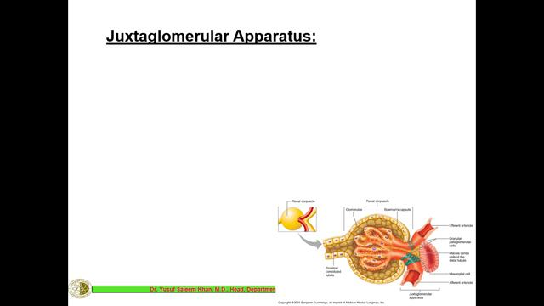A very important part of this histological part of this is something called the juxtaglomerular apparatus. It is called the JG apparatus, or the juxtaglomerular apparatus. So what is this apparatus? This juxtaglomerular apparatus is formed at the vascular pole of the glomerulus.